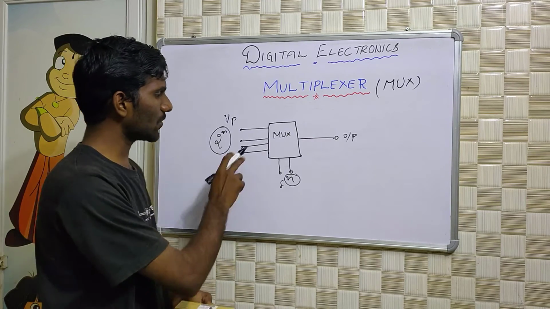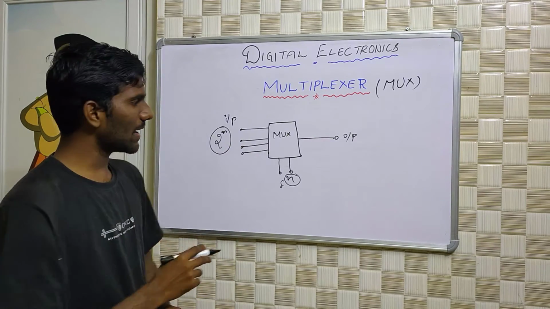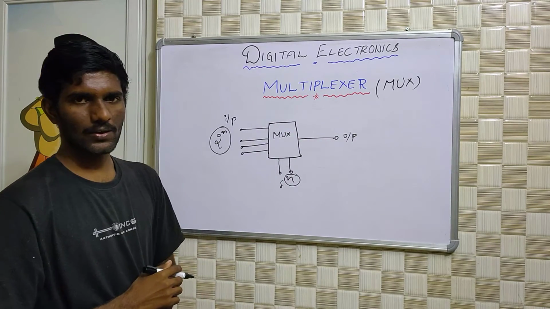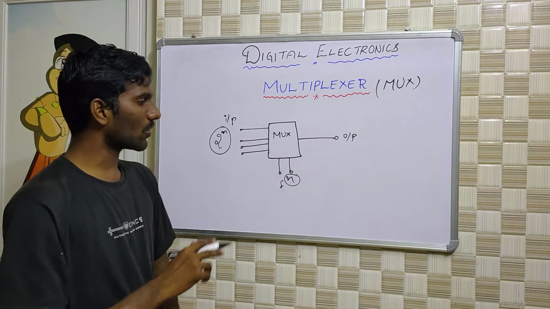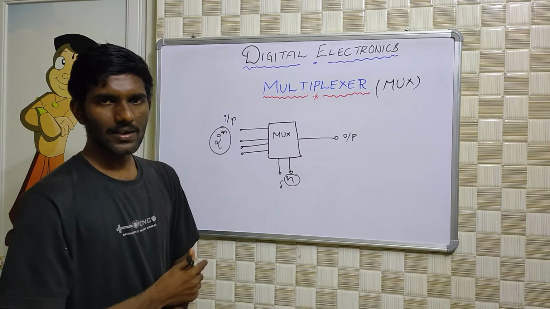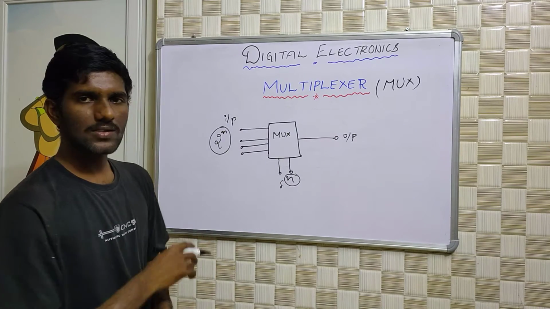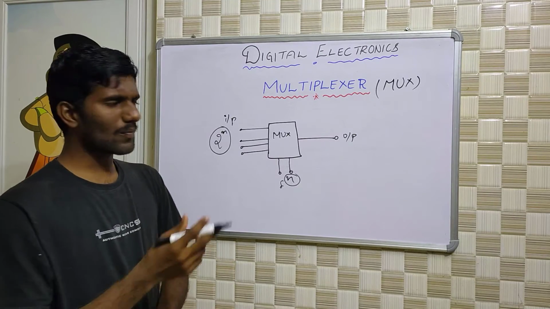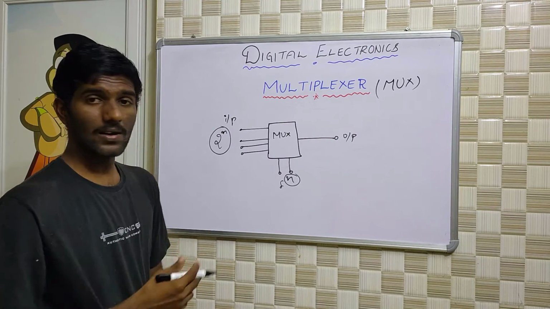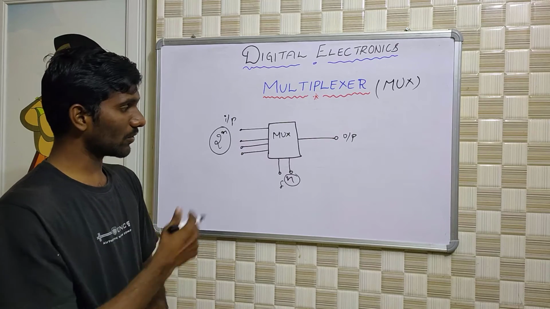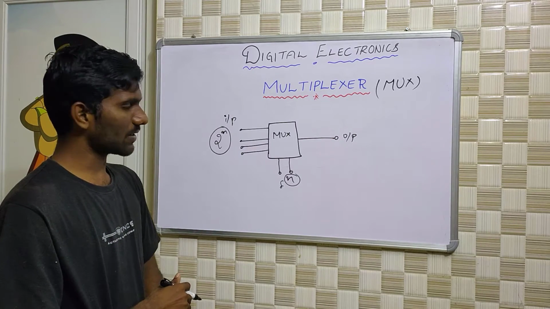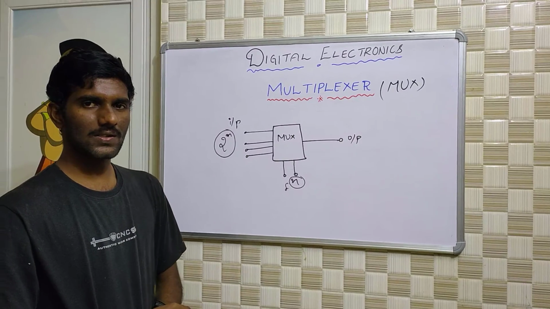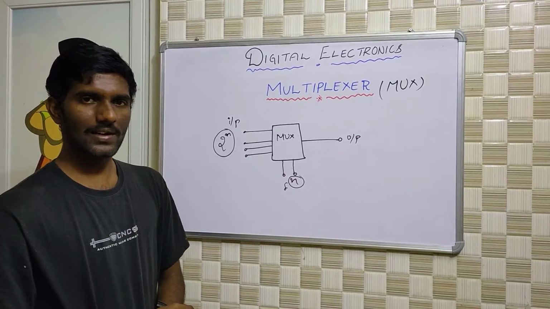Because of this, MUX is also called a many to one circuit or data selector circuit. Also, MUX is called a universal circuit or universal logic circuit. Why it is called a universal logic circuit, we will see a little later.